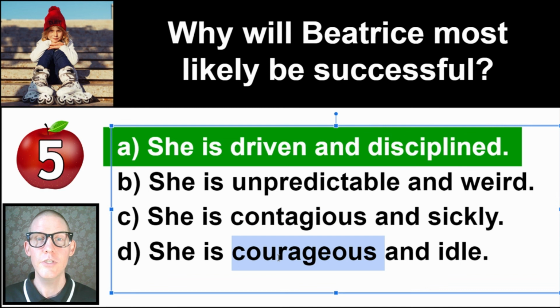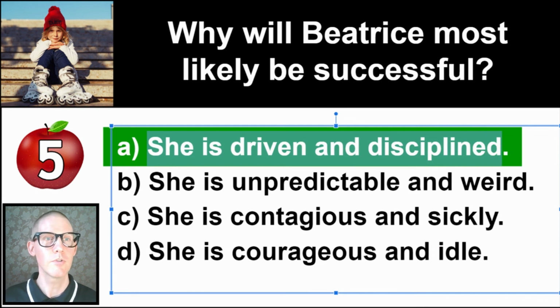All right? She is courageous. Woo, that starts out very good. She's bold, she's audacious, she's brave. But then it says she's idle. Idle means lazy. It's someone who sits around and doesn't do much, right? So idle is not a good thing and it doesn't work. So the best answer is A. She is driven and disciplined. Okay.